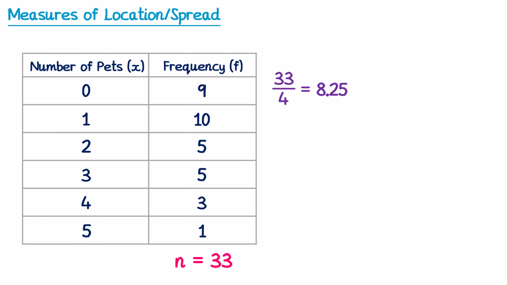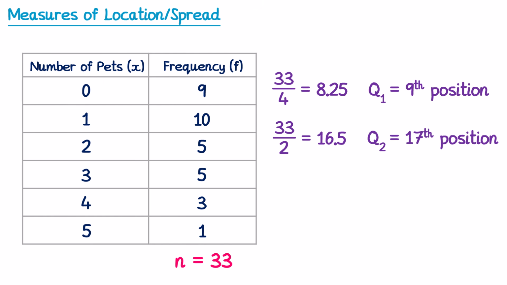This number is not an integer, so we round it up to 9. So the position of the lower quartile will be the 9th position. Then we divide 33 by 2 instead, which gives you 16.5. Also not an integer, so we round this up to 17. So the position of the median is the 17th one.